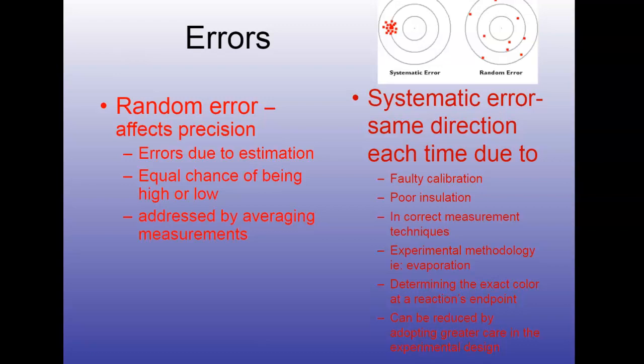Systematic error, on the other hand, is something that might be due to an uncalibrated machine, poor installation, in other words, a faulty experimental methodology. It might be an incorrect measurement technique. Remember, we have a way that we measure graduated cylinders. We might look at a color the wrong way, or we might not take as good care with measuring as we thought. Those are systematic errors that can only be changed by changing our experimental design.